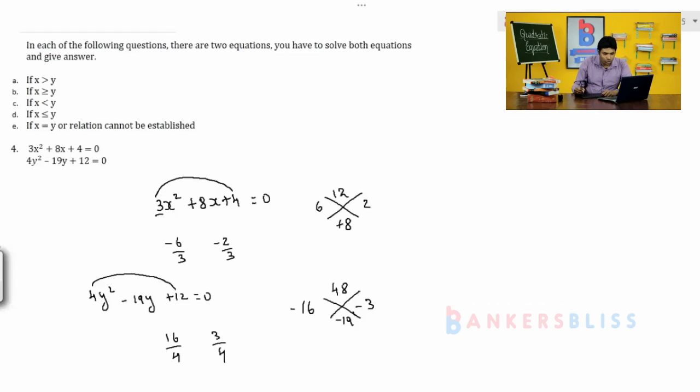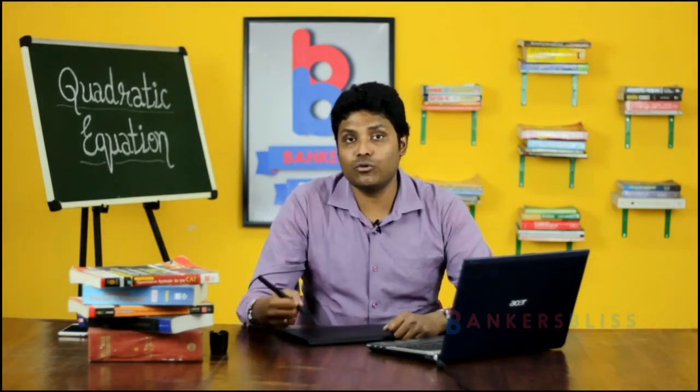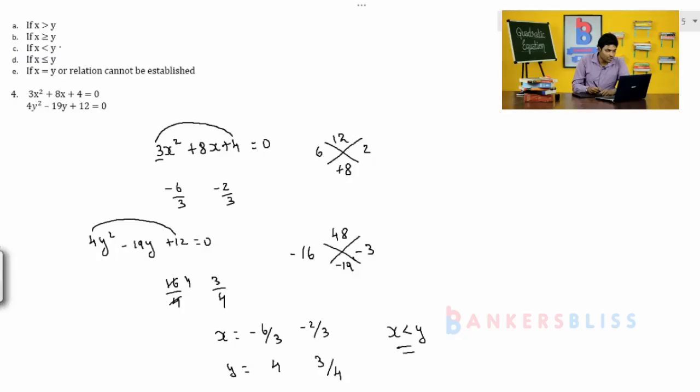If you observe the roots of x and y properly, see here x it is minus 6 by 3 and minus 2 by 3, and y that is 4 times 16, that is 4 and 3 by 4. See, y values are positive and x values are negative. Very simple, x both the values are negative, y both the values are positive, therefore, positive values are more than the negative values, therefore, x is less than y. Option C is your right answer.